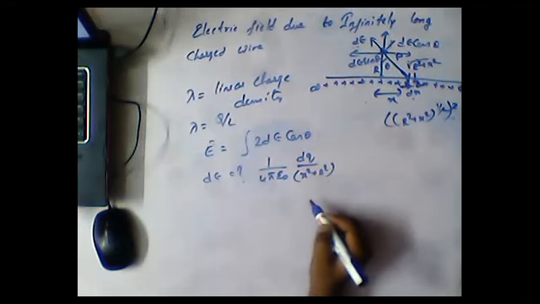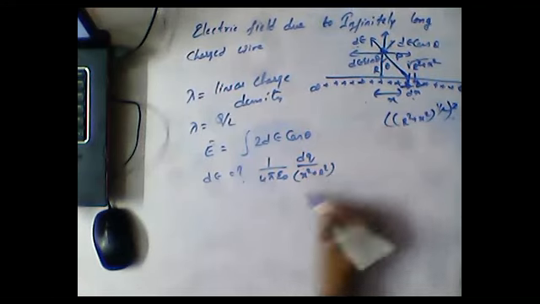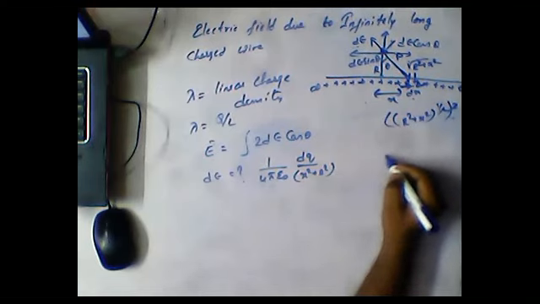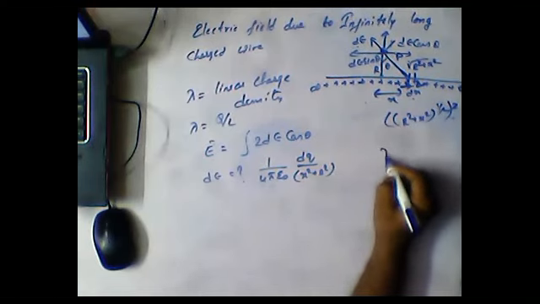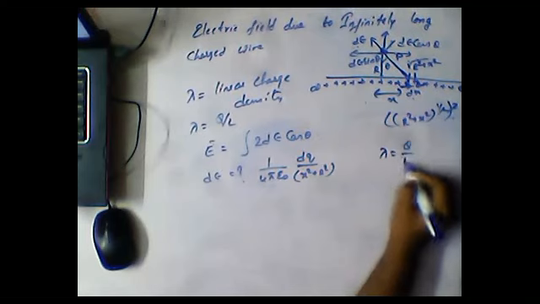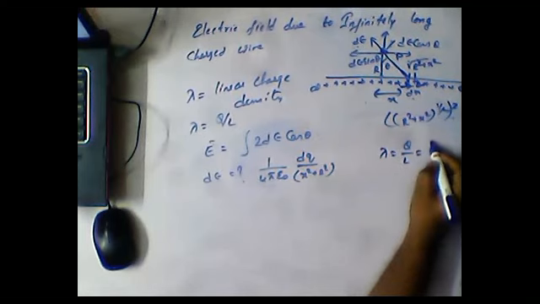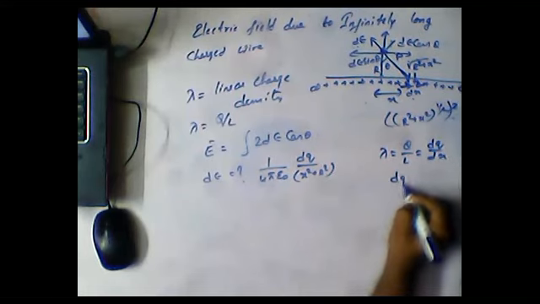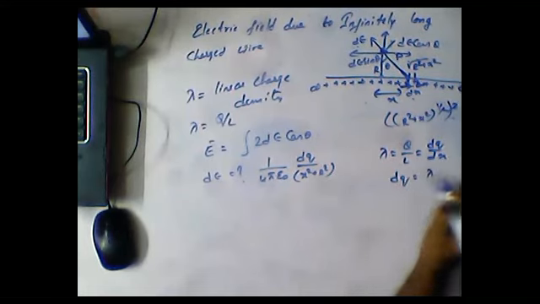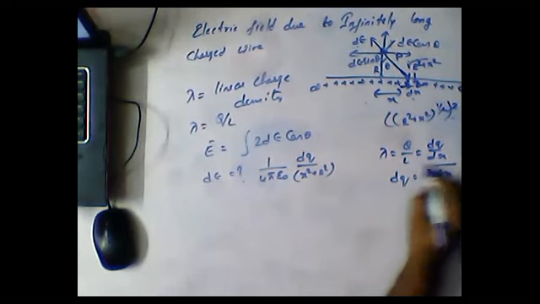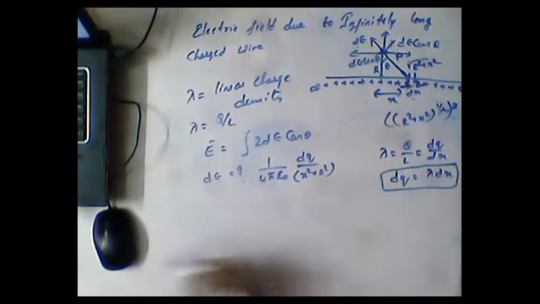But what is dq, guys? What is dq? We already know lambda is equal to what? Q by L, which is equal to dq by dx. So dq is equal to lambda dx. dq is equal to lambda dx.